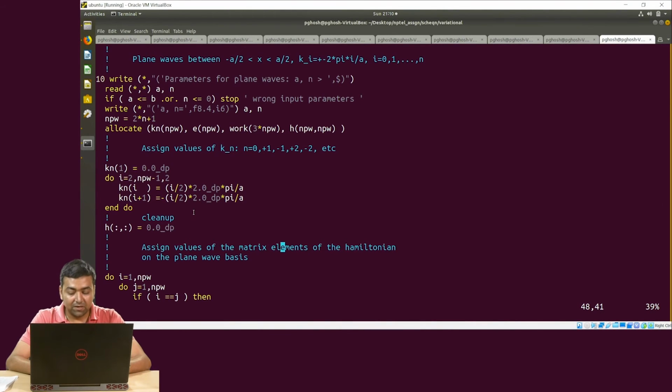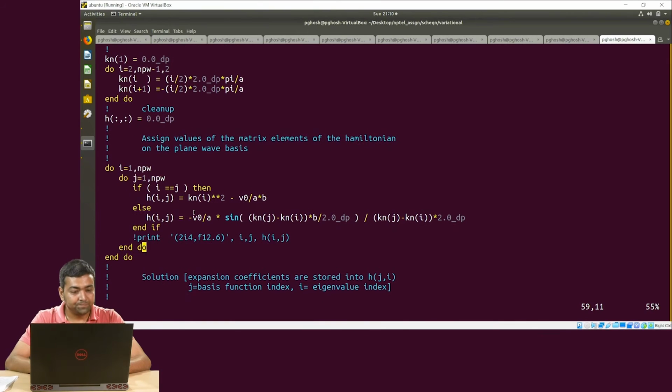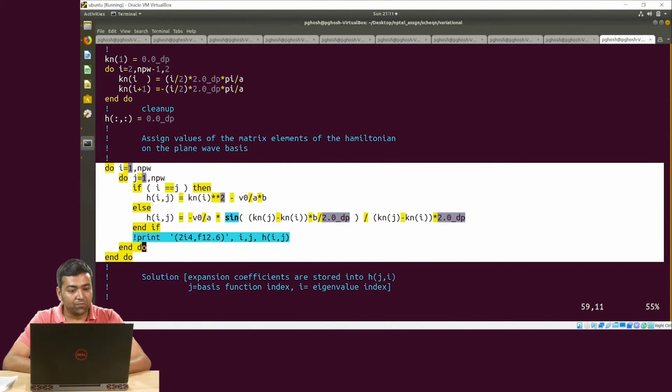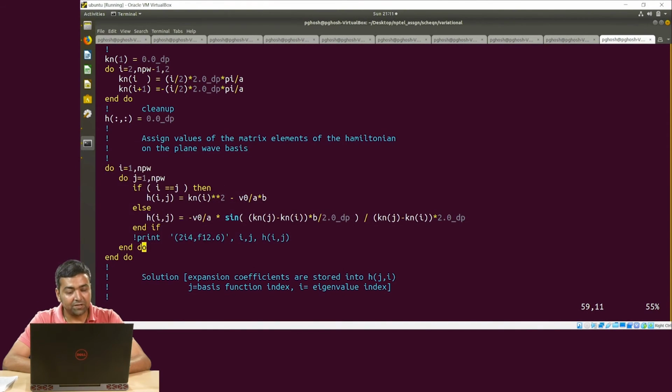Now, once this is done, I start constructing my H matrix. Before starting to construct the H matrix, I first initialize my matrix to 0, and then I use this do loop to construct it. Since it is an NPW cross NPW matrix, where NPW is the number of plane waves, the do loop goes from I equals 1 to NPW, and the second do loop also goes from j equals 1 to NPW.